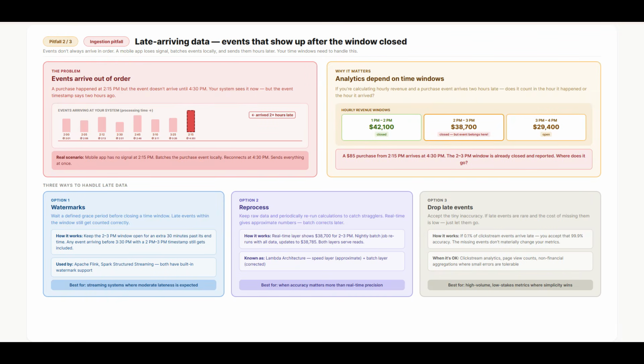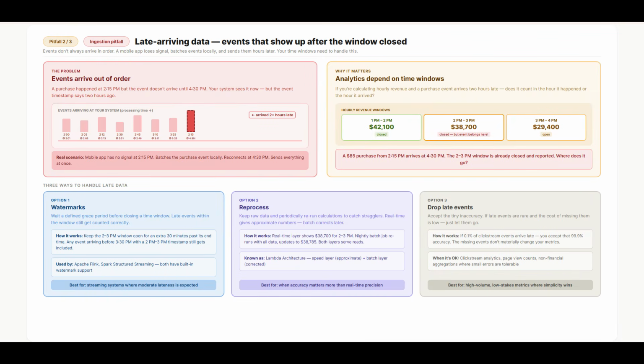You have 3 options. You use a watermark, you wait a defined period for late events before closing a time window. So you say, I'll keep the window open for an extra 30 minutes past its end time. Any event arriving within that grace period still gets counted correctly.